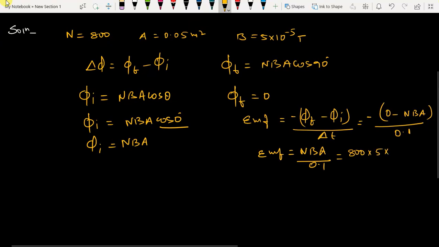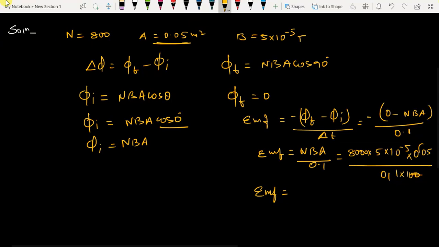5 cross 10 to the power minus 5. And what is the area? Area is given to us, that is 0.05 meter square, divided by 0.1. Now if you put all the values, let's see what we are going to get. EMF will be, if you remove that point, we are going to get 2 zeros here. If you remove this point, we are going to get 1 zero in the numerator. So it will be 8000 now.